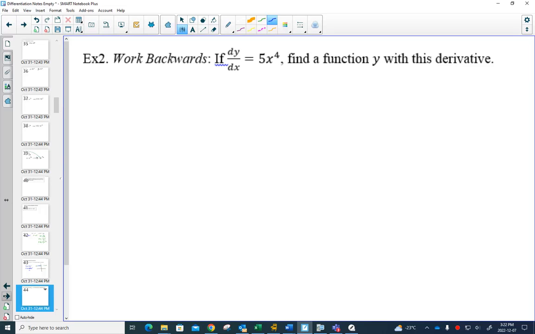If the derivative was 5x to the 4, what do you think the original equation was? Y equals x to the power up. But there's more than one right answer to this one. Because the derivative of a constant is 0, you could have also had x to the 5 plus.